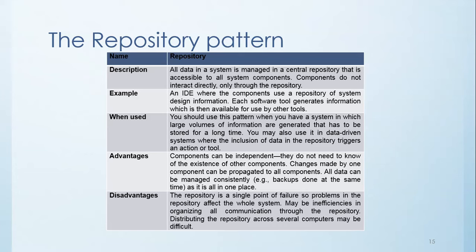You also use it in data-driven systems where the inclusion of data in the repository triggers, say, an action or two. So that's what you call implicit interaction. The advantage of this is that components can be independent. They don't need to know the existence of other components. Changes made by one component can be propagated to all components. All data can be managed consistently, as that's because it's all in one place.